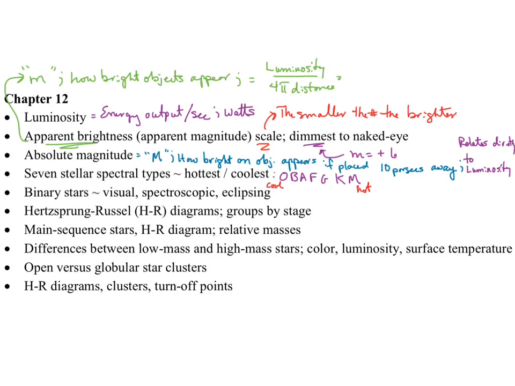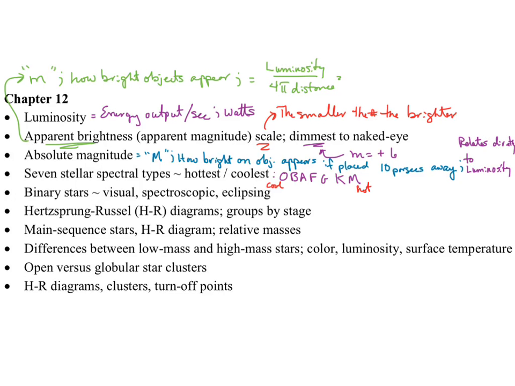Just make sure, hint, hint, that if I ask you on the test for the order from hottest to coolest, that's O, B, A, F, G, K, M. What if I ask you the order from coolest to hottest? You put M, K, G, F, A, B, O. I'm not saying I would do that, but from coolest to hottest, yeah.